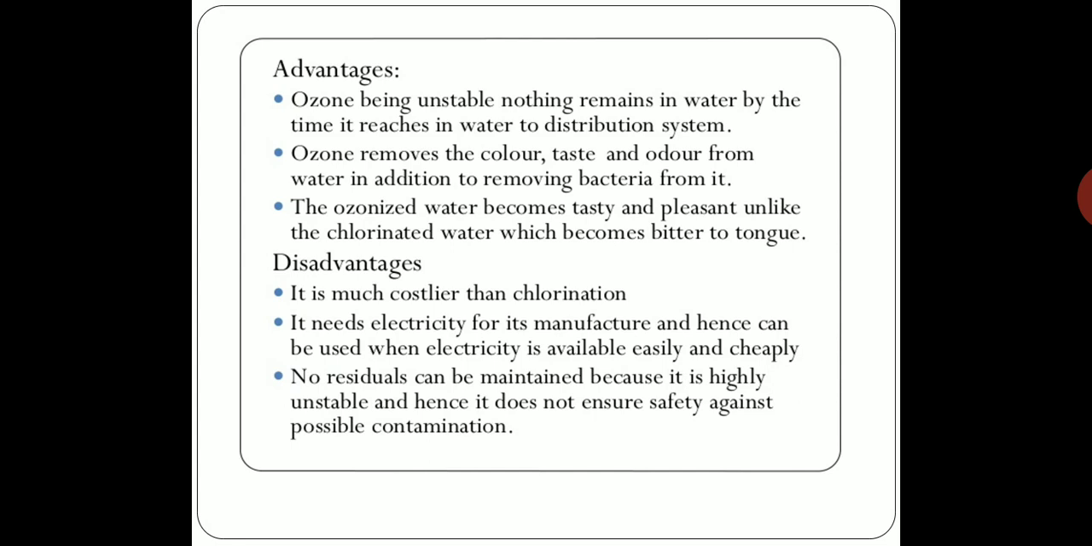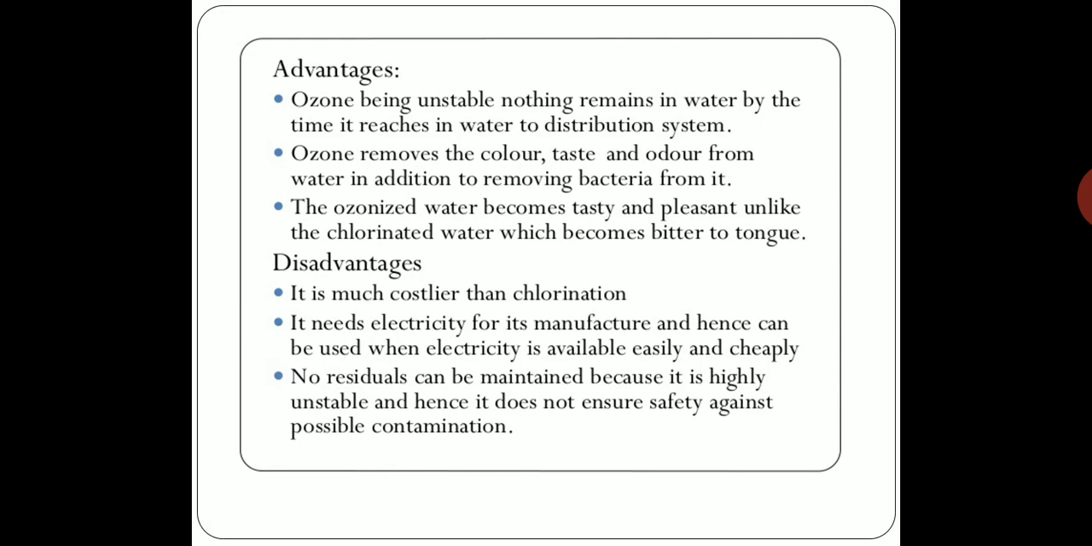So there are many advantages and disadvantages of the ozonation process. The first one is that ozone being unstable, nothing remains in water by the time it reaches the distribution system. Next, ozone removes the color, taste and odor from water in addition to removing bacteria from it. The ozonized water becomes tasty and pleasant, unlike chlorinated water which becomes bitter to the tongue. So these are a few advantages.